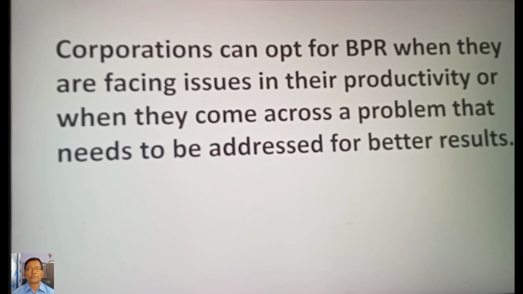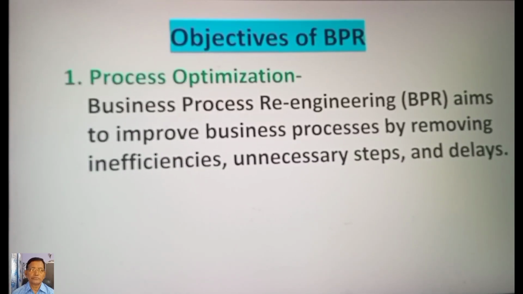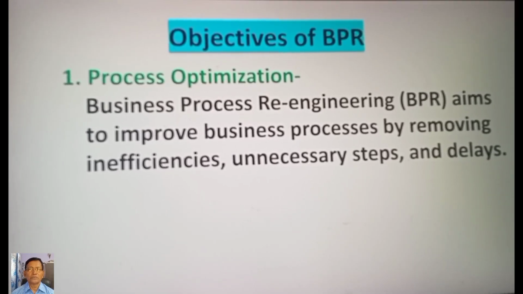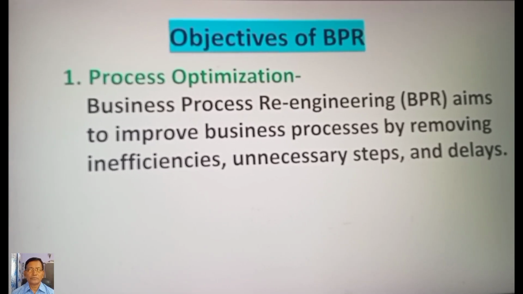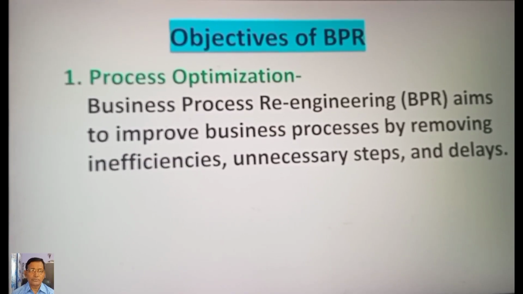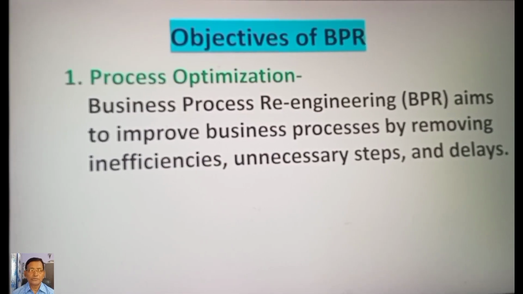Some of the key objectives of BPR are: first objective, process optimization. Business Process Reengineering aims to improve business processes by removing inefficiencies, unnecessary steps and delays.